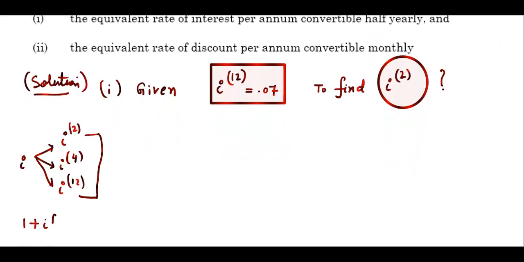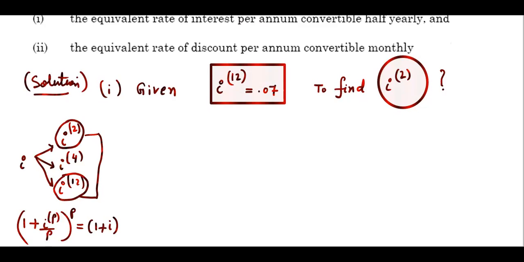through this formula: (1 + IP/P)^P is equal to 1 + I. So here I12 is given, and you need to find I2. From I12 you need to find I2. So one way is through I. From I12 you find I using this formula. From I you find I2 again using this formula. But we can do it directly also.